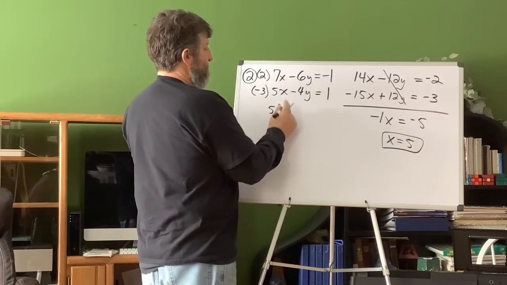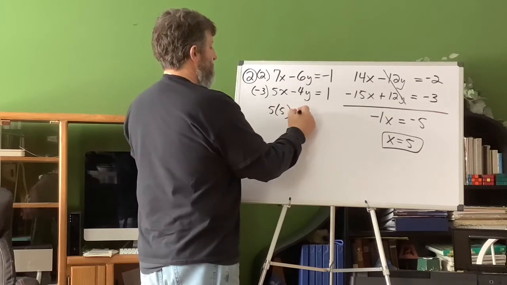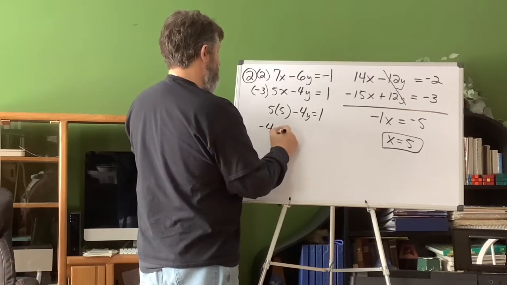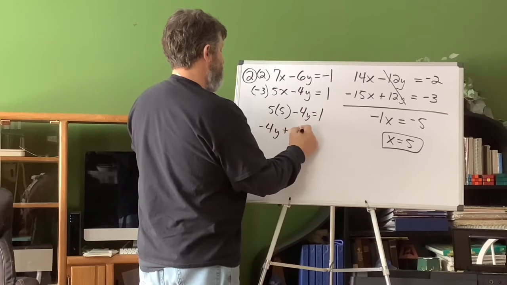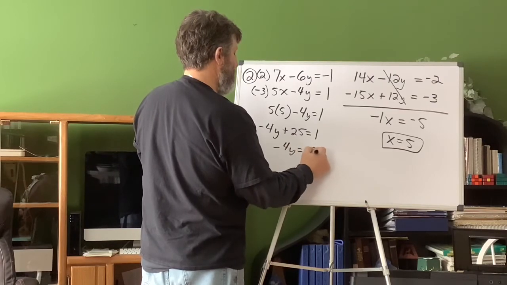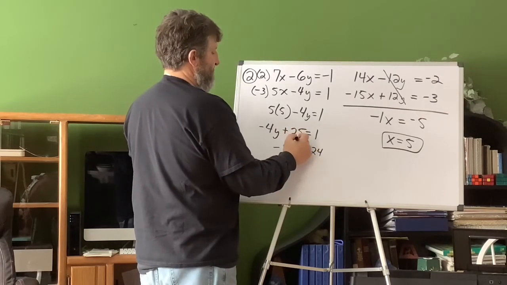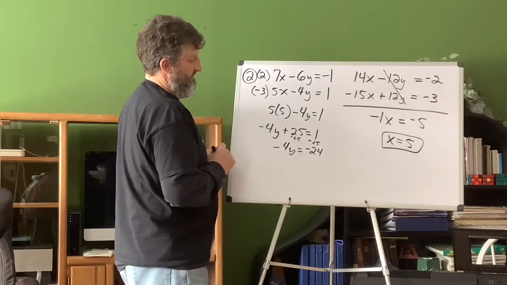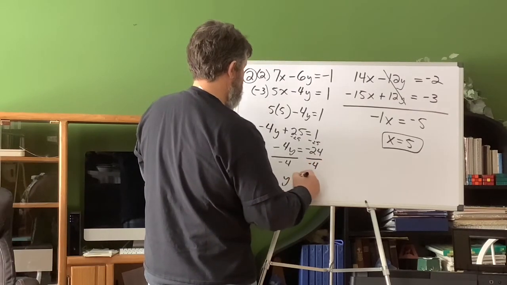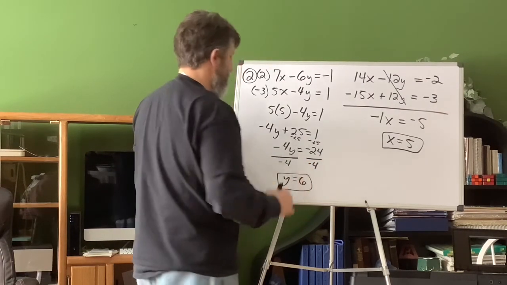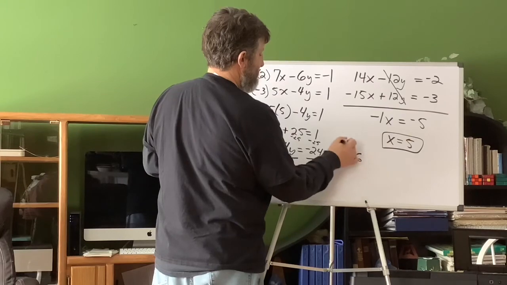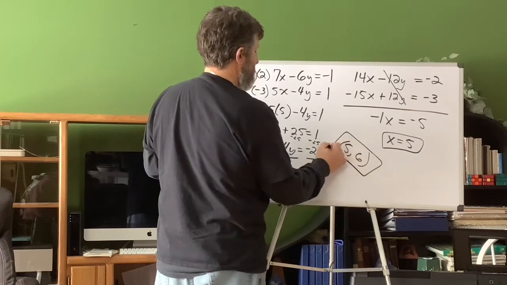So 5 times 5, I took x out of the game, plugged 5 in, minus 4y equals 1. Okay? Negative 4y plus 25 equals 1. Negative 4y equals a negative 24. What did I do there? I subtracted 25 from each side, right? Minus 25, minus 25. Divide by negative 4. Y equals 6. Nice. Answer? 5, 6. Bam.